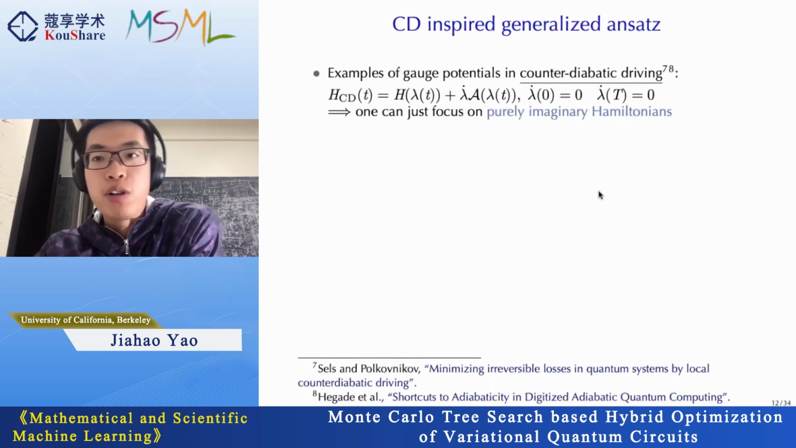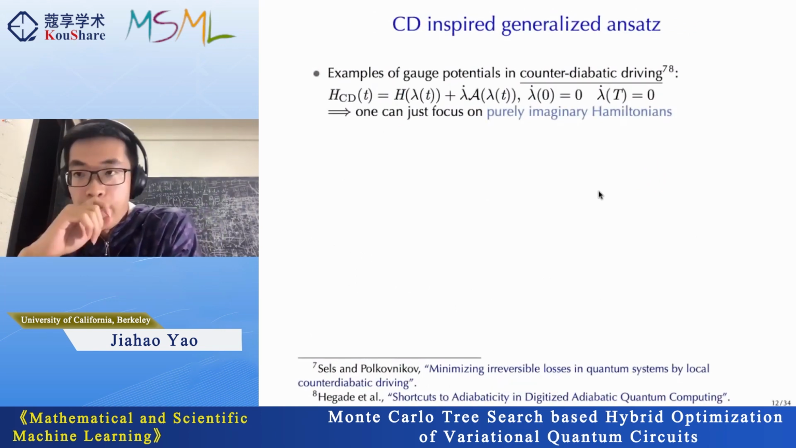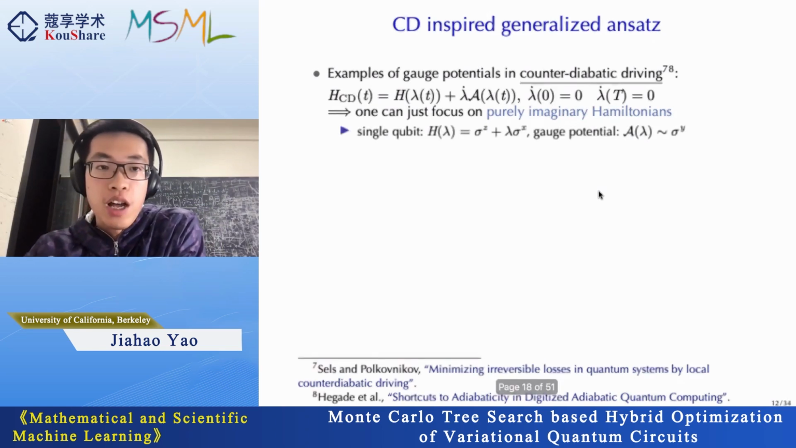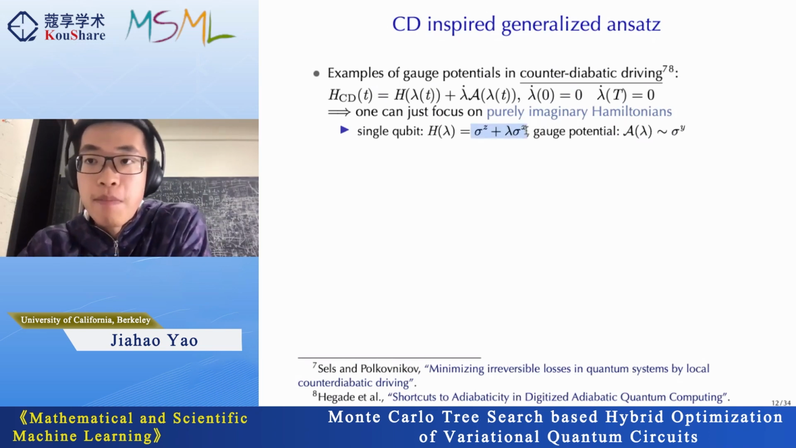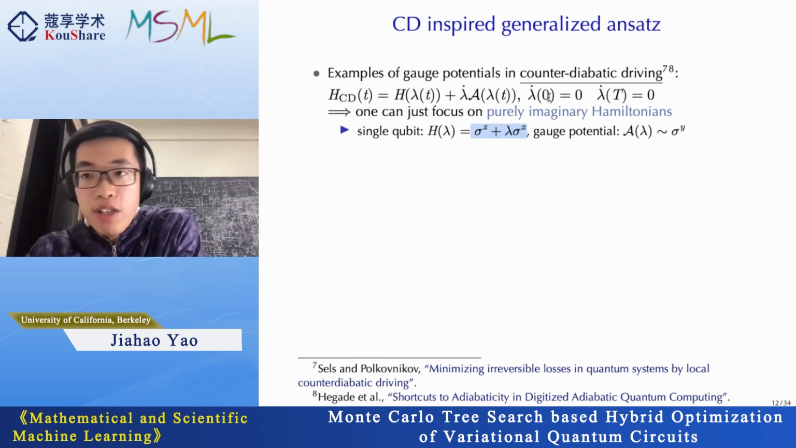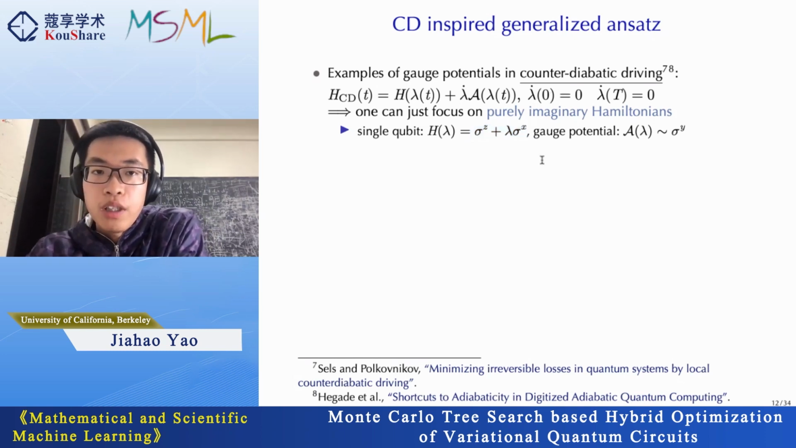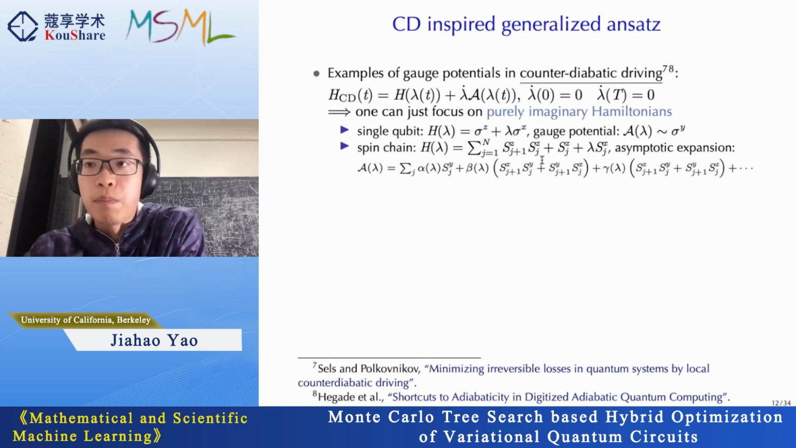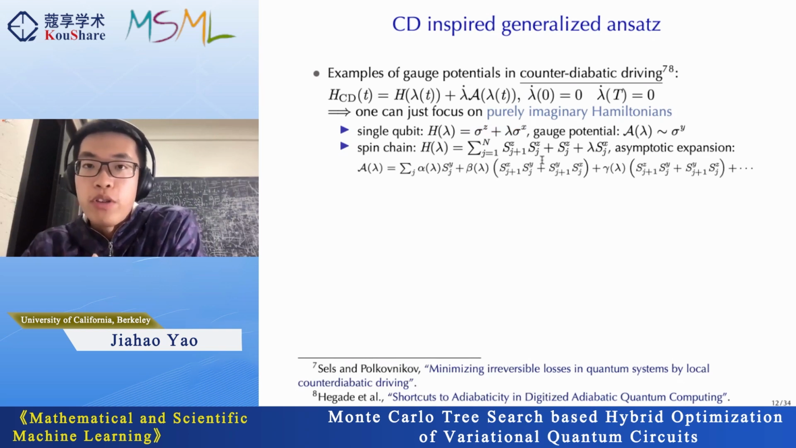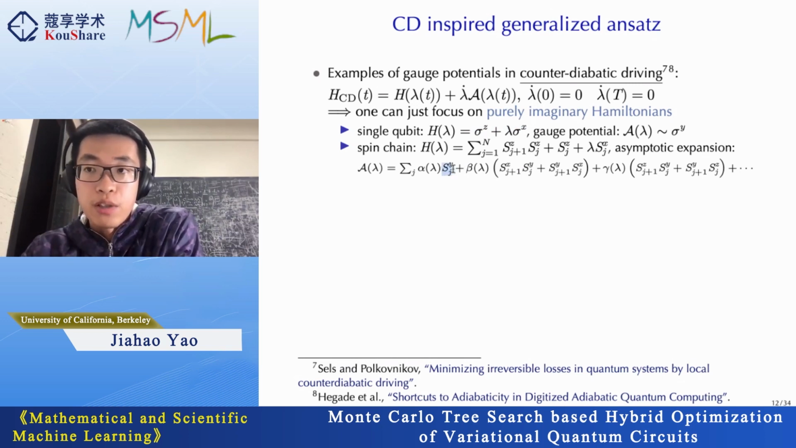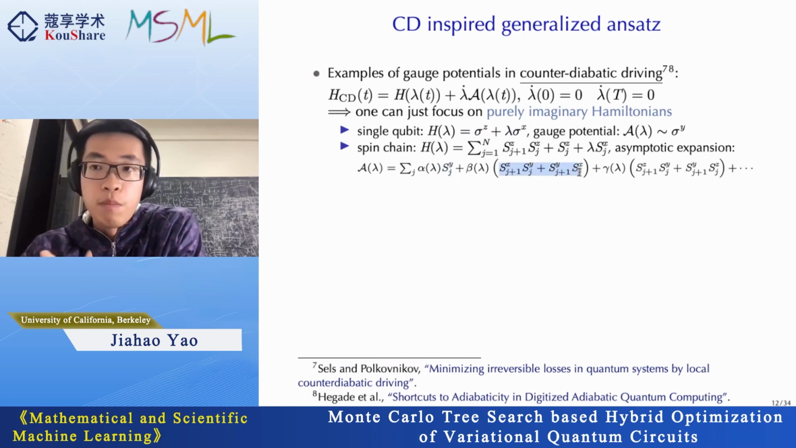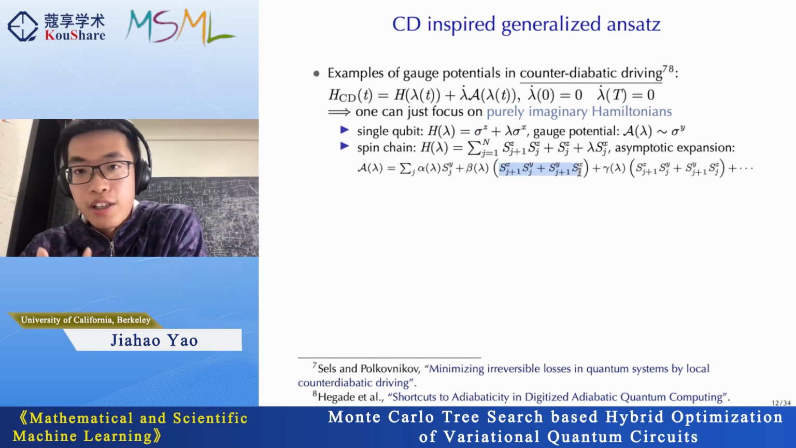If we work out the formula here, we can safely focus on a pure imaginary Hamiltonian. For the single qubit case, you have sigma z plus lambda sigma x. If you derive the gauge potential, or the counter-diabatic Hamiltonian term, there will be sigma y. For a more sophisticated case like a spin chain, you can derive the counter-diabatic terms by a first order approximation. You'll get the sigma y, and also higher order terms like xy, yx, also zy and yz, and so on.